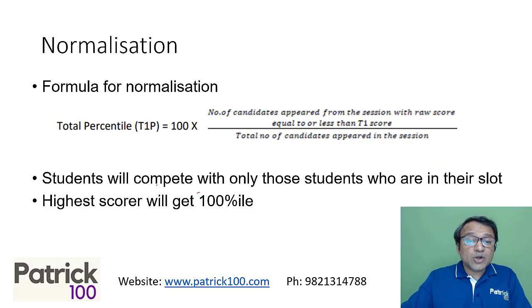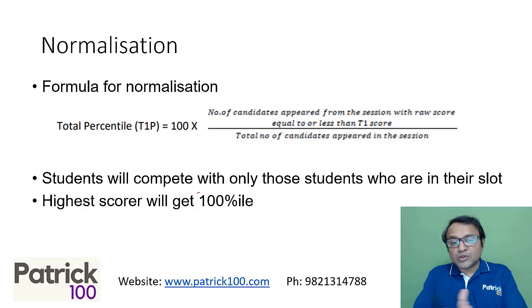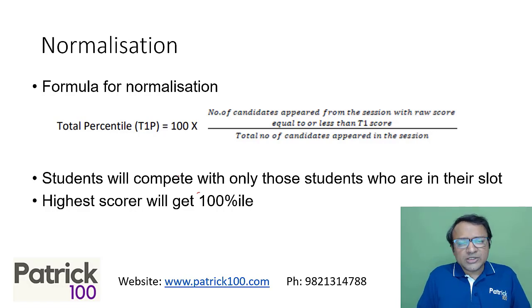Students will compete with only those students who are in their slot. That means one slot's students will not compete with students from some other slot. So you will only compete with people from your slot. This is good for this type of paper, because the paper was of different difficulty level across slots. So it makes sense to have a slot-wise percentile rather than one across slots.